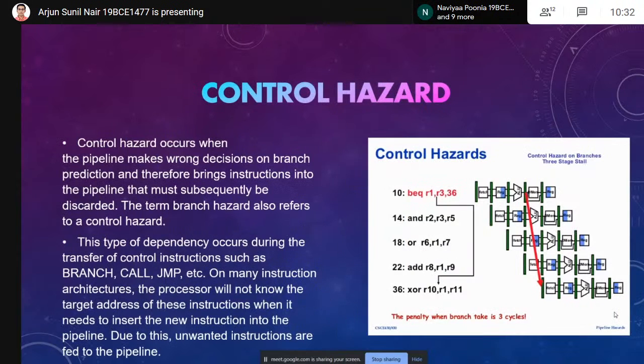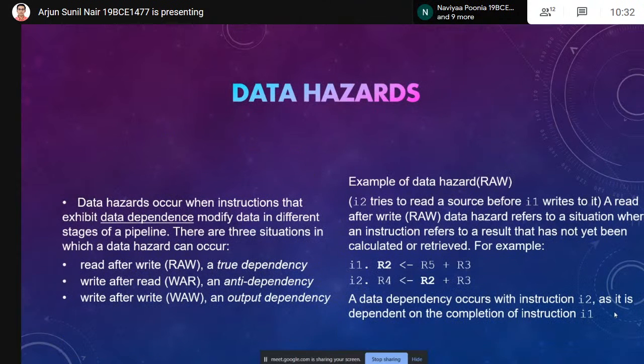Now, data hazards. Data hazards occur when there is a data dependency inside the stages of the pipeline. The most common are read after write (RAW), write after read (WAR), and write after write (WAW). But the most observed was read after write dependency. I'll give you an example. There's I1 and I2. In the first instruction, R5 and R3 are added and stored into R2. In the second instruction, R2 is added with R3 and stored into R4.